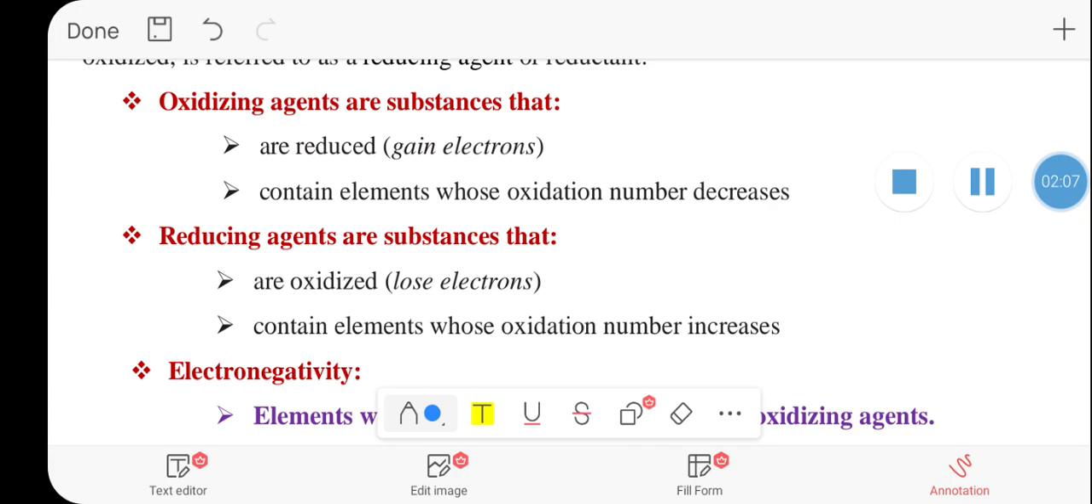In other words, oxidizing agents are substances that are reduced or gain electron. Oxidizing agents are substances that contain elements whose oxidation number decrease. On the other hand, reducing agents are substances that are oxidized or lose electron, or reducing agents are substances that contain elements whose oxidation number increase.